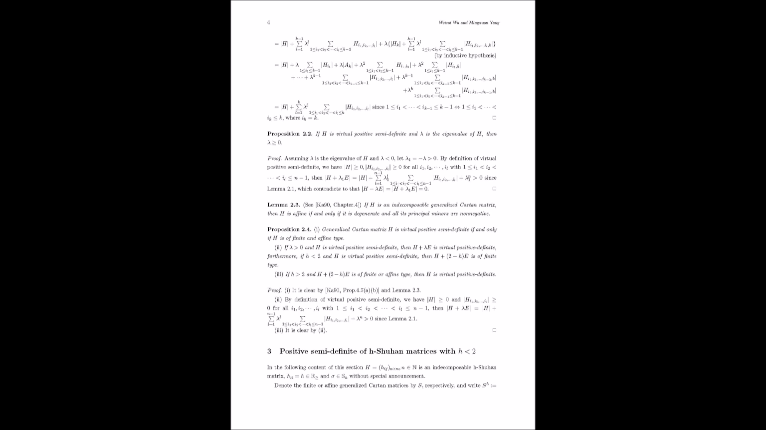So they're used to describe symmetries in physical systems, but their application goes way beyond physics to cryptography, economics, even certain areas of computer science. Now, the fascinating part is that you can get from an h-Shuhan matrix to a generalized Cartan matrix through a simple transformation. You just add 2 minus h times the identity matrix, so that's the matrix with ones down the diagonal and zeros everywhere else, to the h-Shuhan matrix.